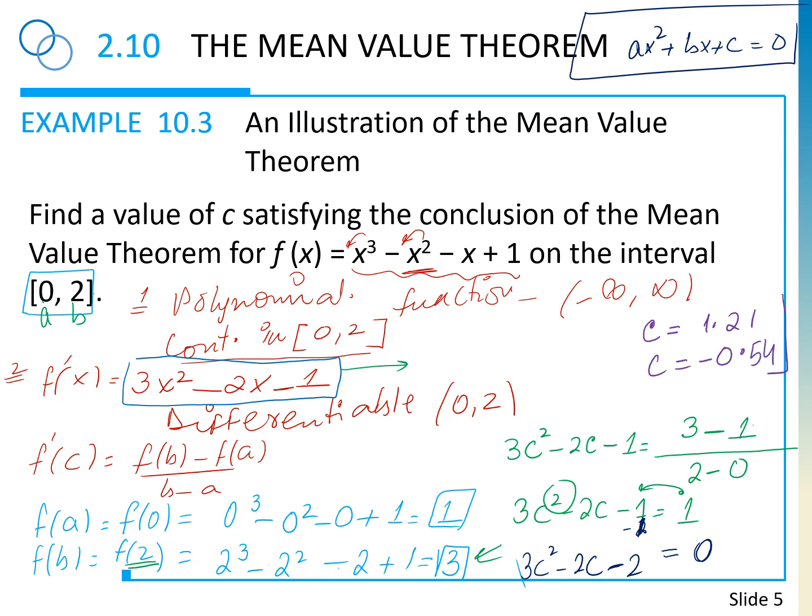So look at this one. These are the 2 points. But are these my answers? No. Why? Because we have to read the graph from 0 to 2.